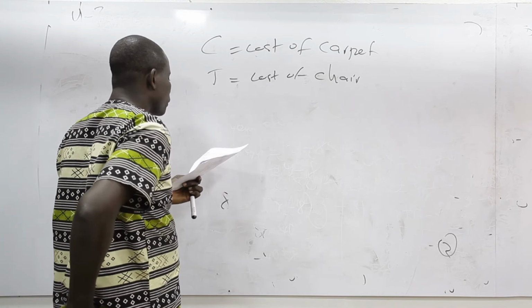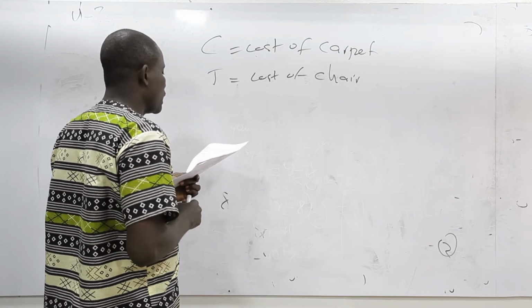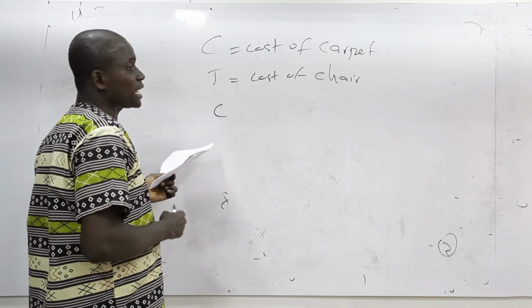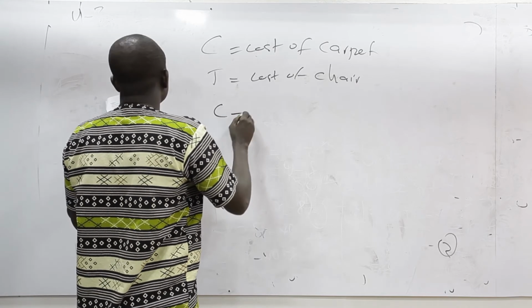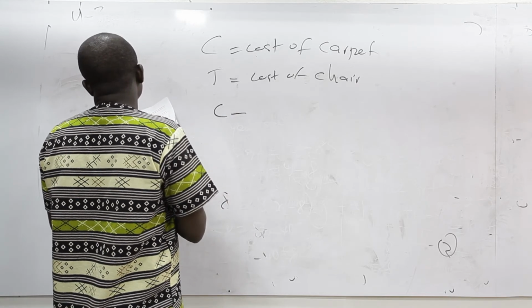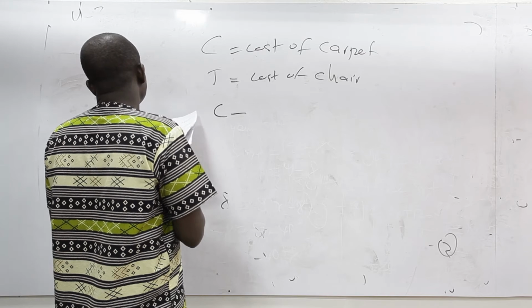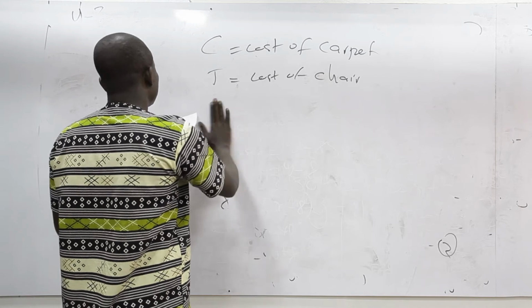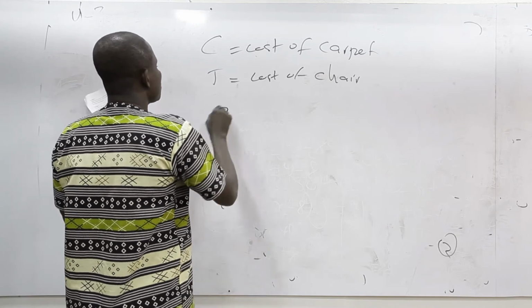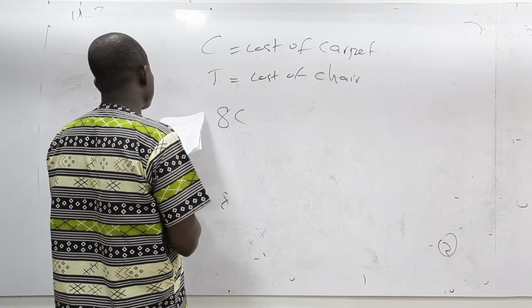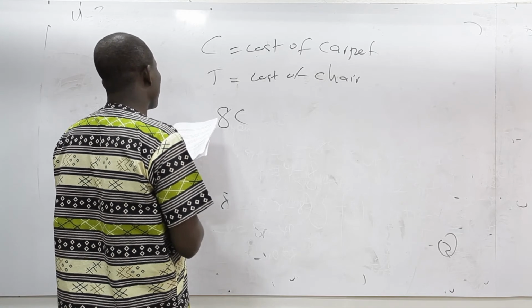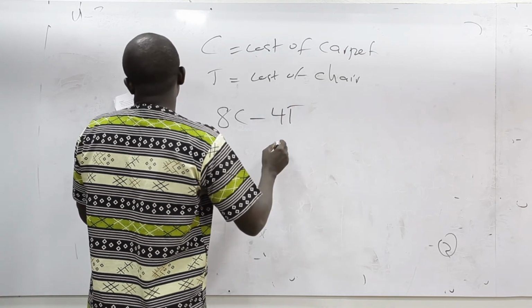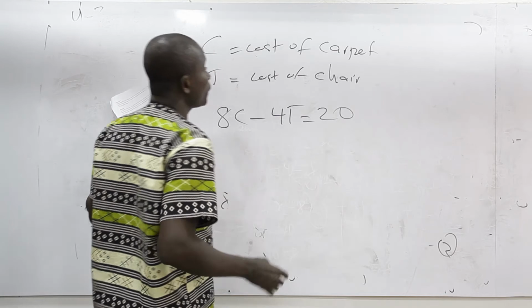Now listen, let's quickly look at that. He said that 8 times the cost of a carpet exceeds the cost of 4 chairs by 20. So C, we learned about this when we were talking about linear equation. So 8C exceeds the cost of 4 chairs, so 8C minus 4T is equal to 20. Remember when we were doing linear equation, we did this.